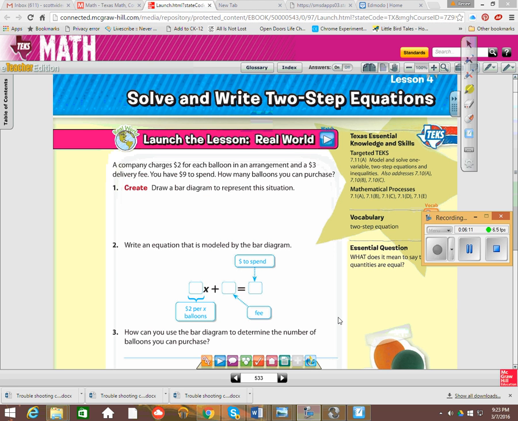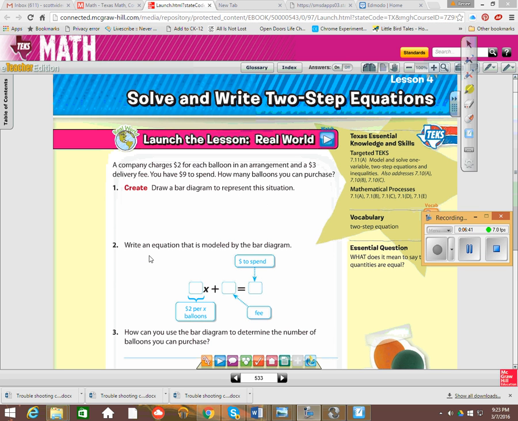Now let's go to page 533. And number 1, create or draw a bar diagram to represent this situation. The situation here is that a company charges $2 for each balloon in an arrangement and a $3 delivery fee. You have $9 to spend. How many balloons can you purchase? So I want you to draw a bar diagram to represent the situation.